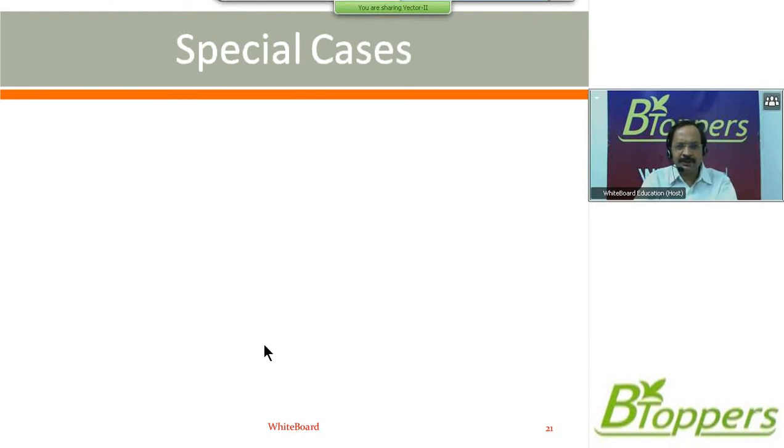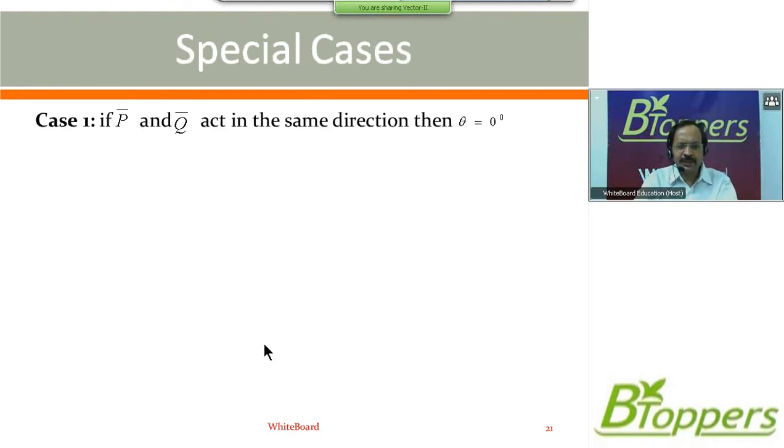Now look at the special cases. Case 1: if P bar and Q bar act in the same direction, then the angle theta between the two vectors is 0 degrees. Then you can write R equal to P plus Q. The direction of R bar will be the same as the direction of P bar, or you can say the same as the direction of Q bar.